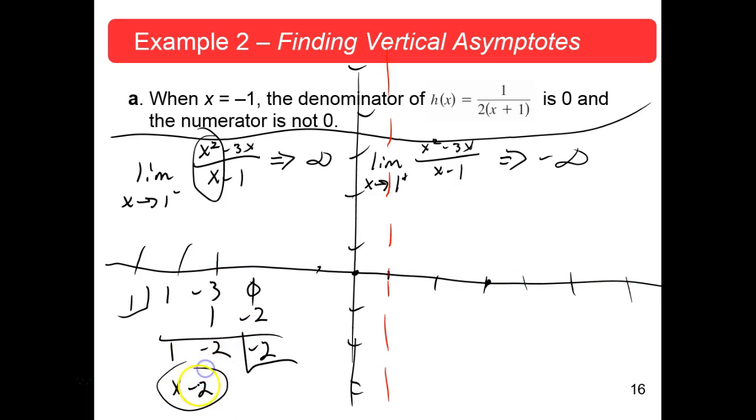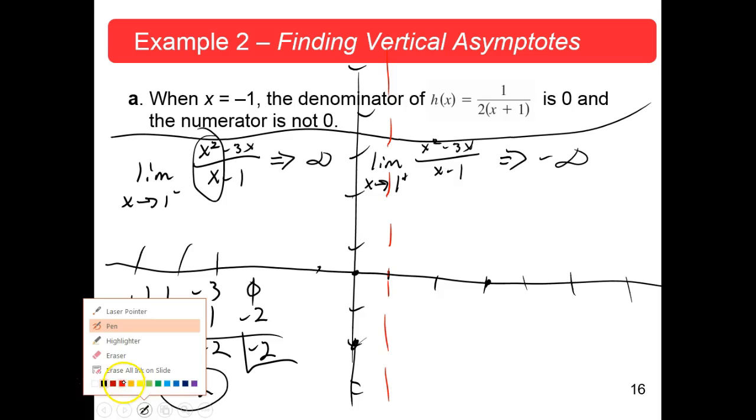X minus 2 is a straight line with a y-intercept of -2, not +2, right? Okay, what were you saying? Hey, you got that wrong, guy. Okay, you can say that. It's okay. Don't call me guy. But here is that, and let me this time do it in red.